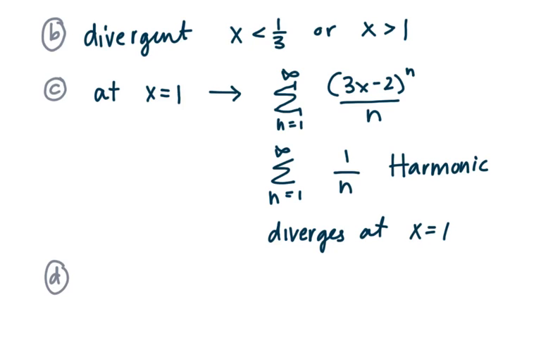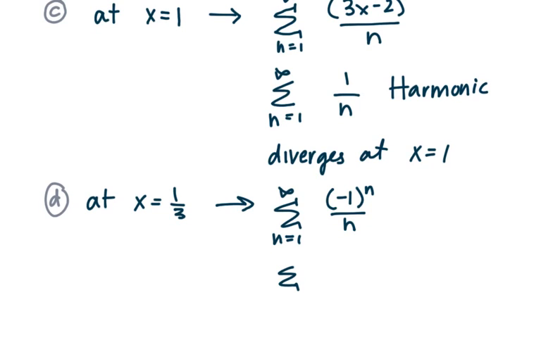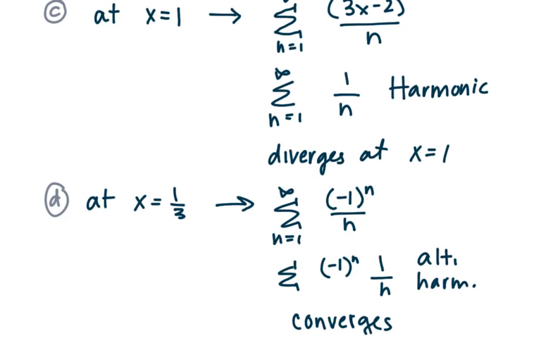We look at one last piece here, and that would be at x equals 1/3. So what does that give me for my sum from n equals 1 to infinity? Plugging in 1/3 for x, 3 times 1/3 is 1. 1 take away 2 gives me negative 1 to the n over n. Essentially, we're finding the sum of negative 1 to the n times 1 over n, and that is an alternating harmonic series. If you have an alternating harmonic series, we know that that is convergent. So this converges at x equals 1/3.